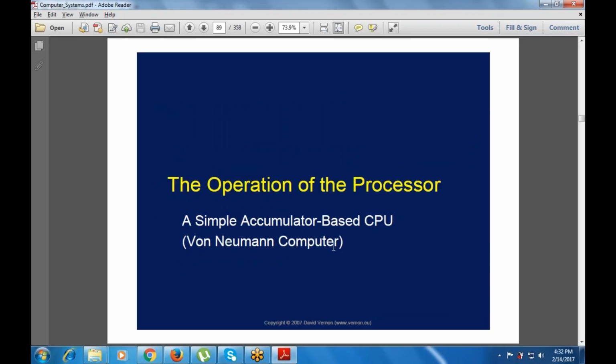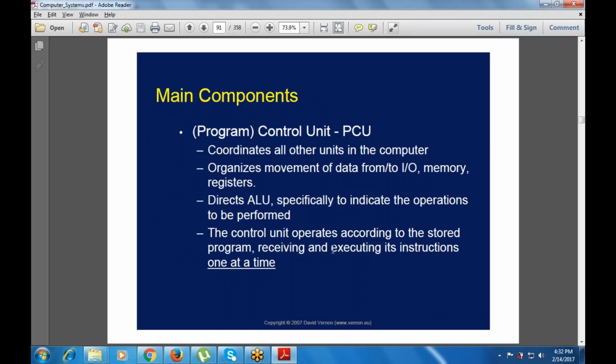Now what are the various operations of the processor? The main component is the CU, that is the control unit. This coordinates each and every unit in the computer and organizes the movement of data to and from the input, memory and registers. It directs the ALU to indicate the operation to be performed, according to the stored program.